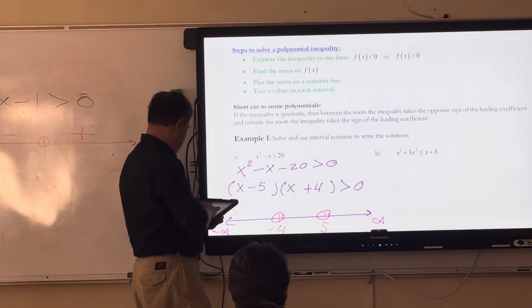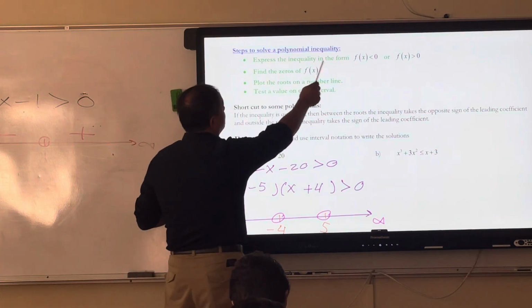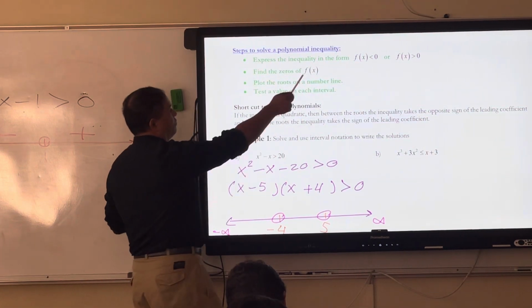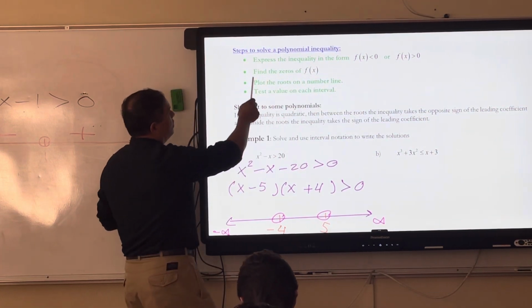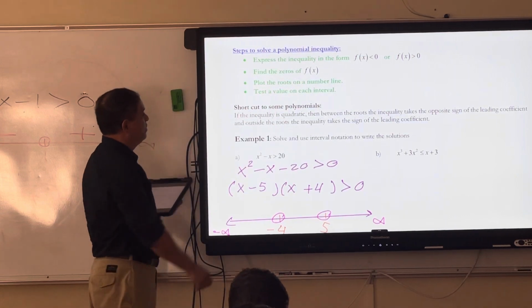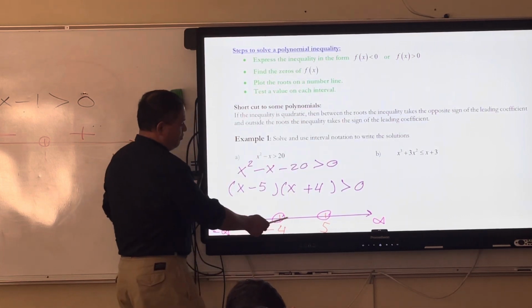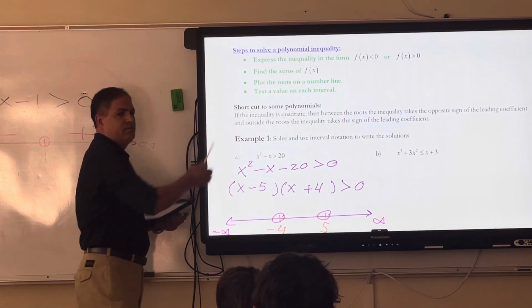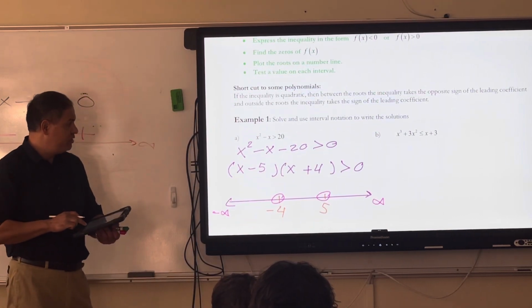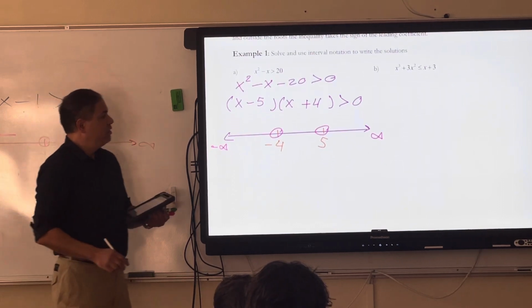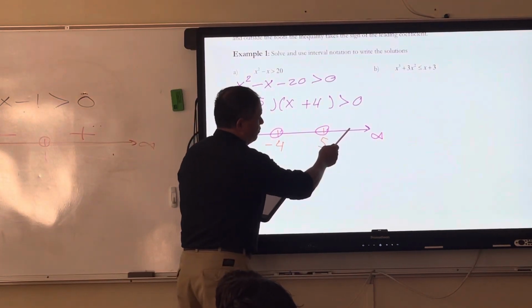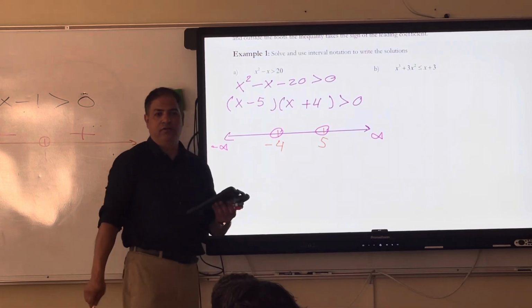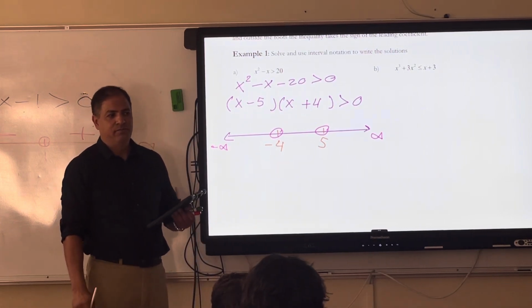So the first step we're done: express the inequality in the form of less than or greater than 0. Find the zeros, we did that. Plot the roots on the number line, we did that. Test a value on each interval. So let's start with this interval over here. How do we do that? You remember how to test a value?